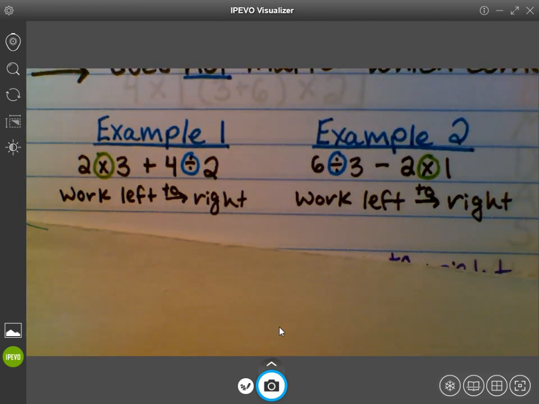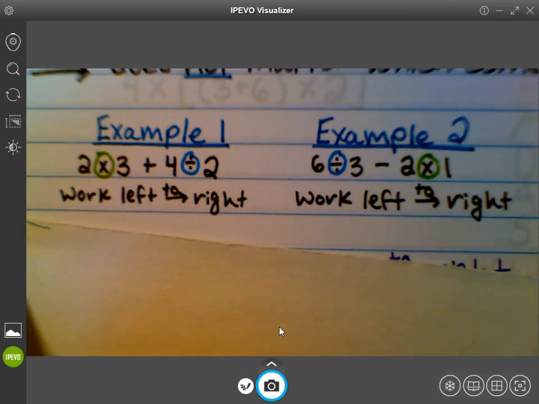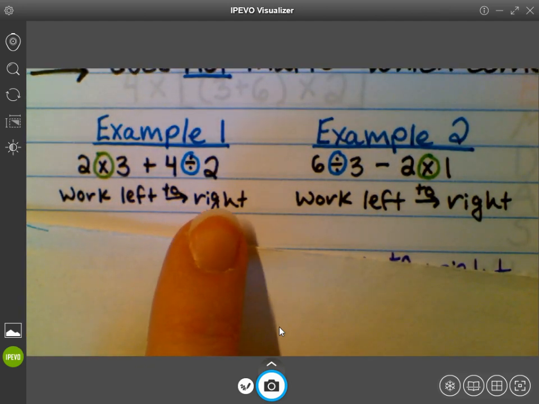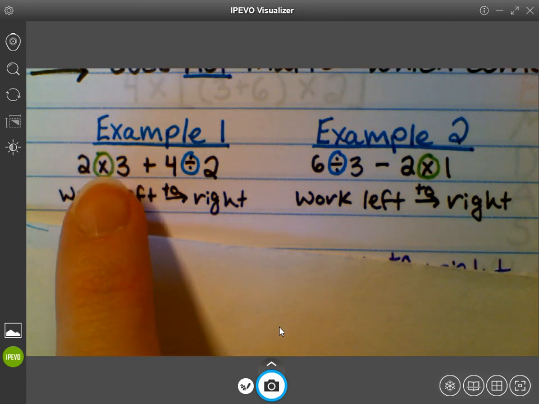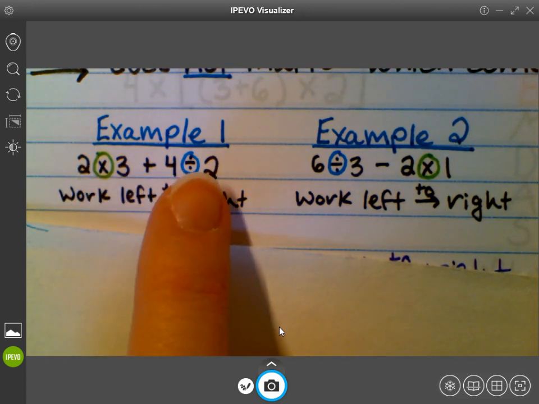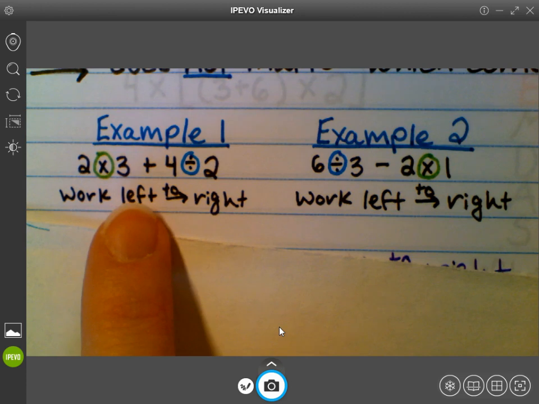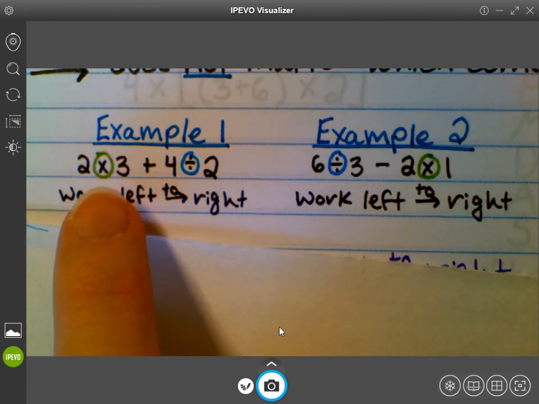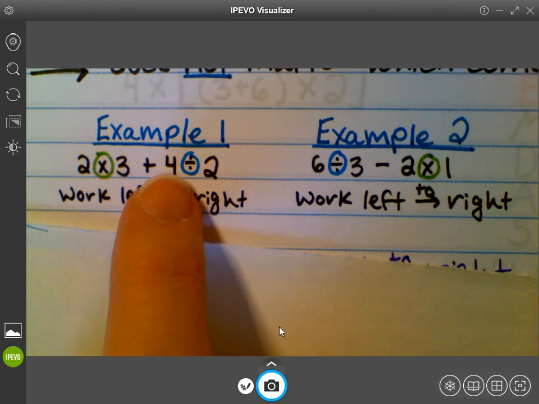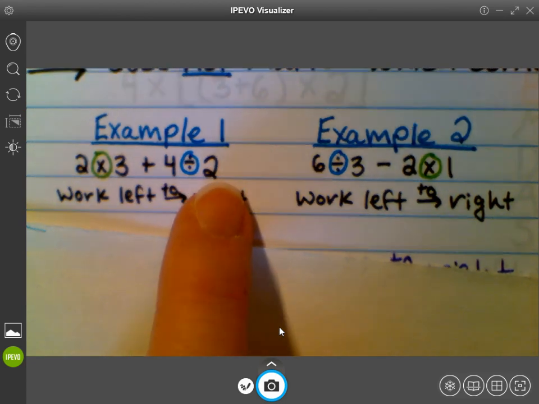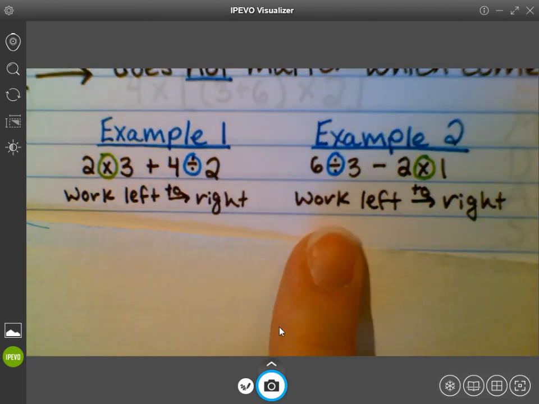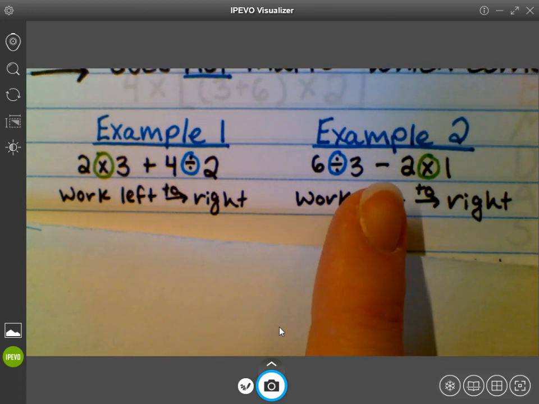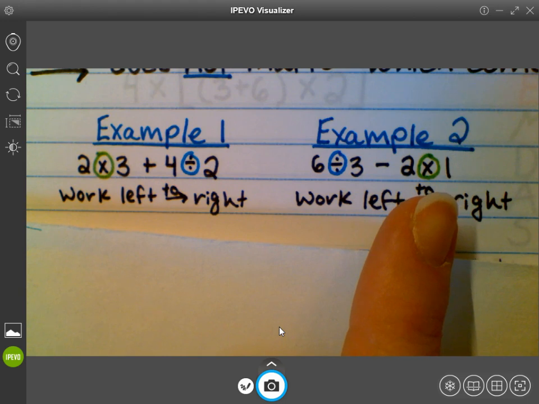In example 1, you can see I have an equation that has 2 times 3 plus 4 divided by 2. In this example, we have multiplication and division. So I work left to right. I would complete 2 times 3 first. Then I would come over and complete 4 divided by 2. However, in example 2, my equation is 6 divided by 3 minus 2 times 1.